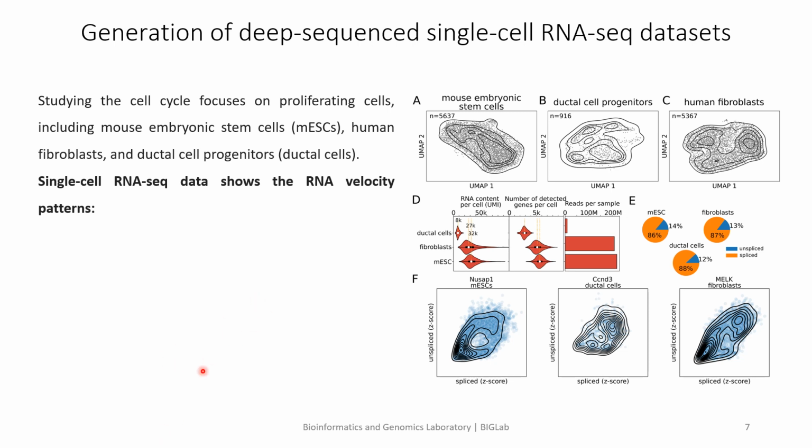The first arm is to study the dynamics of the cell cycle. The research focuses on proliferating cells. Many public RNA sequencing datasets have been generated to study the overall population of cells in a given condition, and they contain heterogeneous cell types. So the authors compared three different populations of proliferating cells, including mouse embryonic stem cells, ductal cell progenitors, and human fibroblasts.